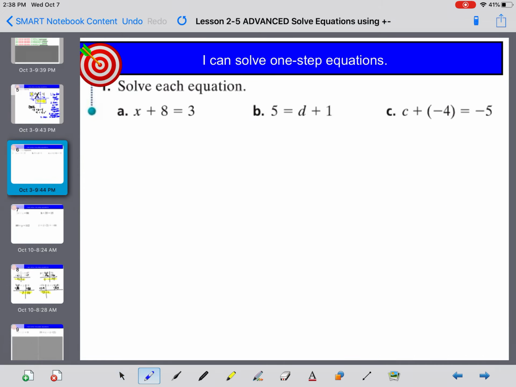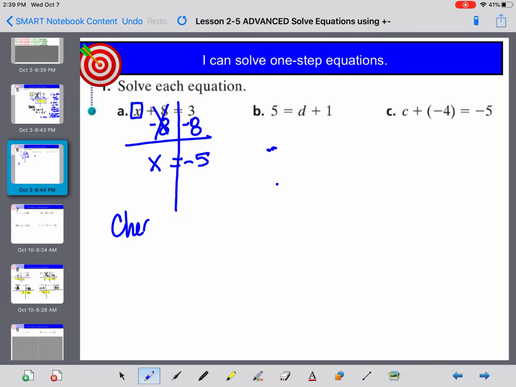Okay, let's do a few more problems together. Proper notation is what you're really working on now. Draw a line down the equal sign. x plus 8 equals 3. I want to get x by itself. I'm adding 8. So let's subtract 8 from both sides. x equals negative 5. Then we check our work.